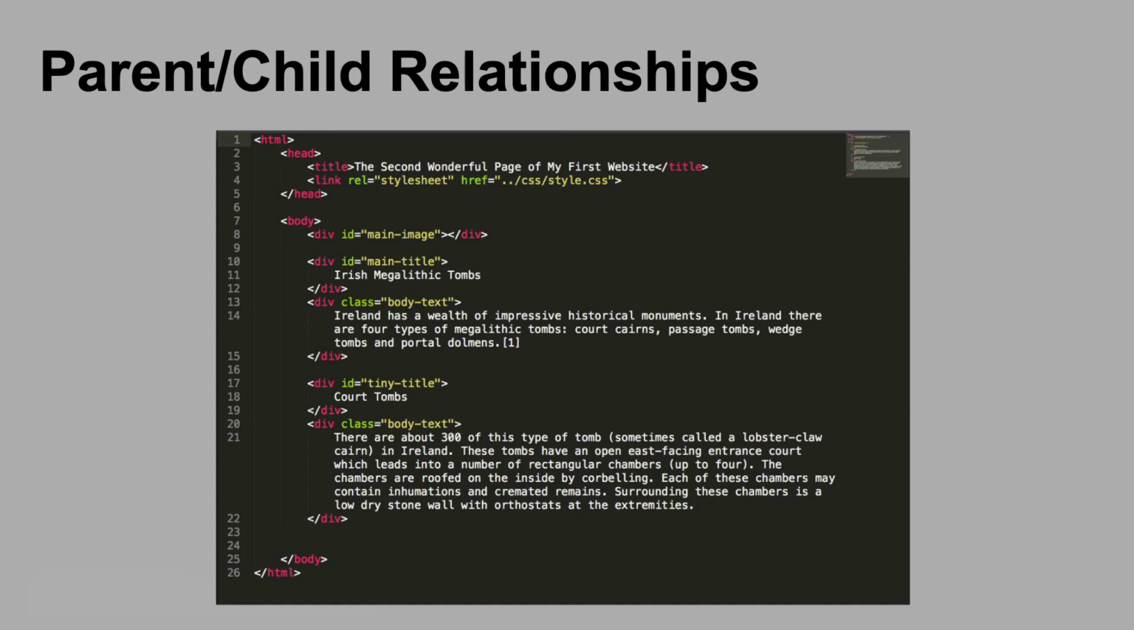Inside the head element, we have a title element and a link element. The title has inside of it some text. That's text that actually gets shown in the tab of your browser. And then we have a CSS file that we're linking to. Then we go to the body element.